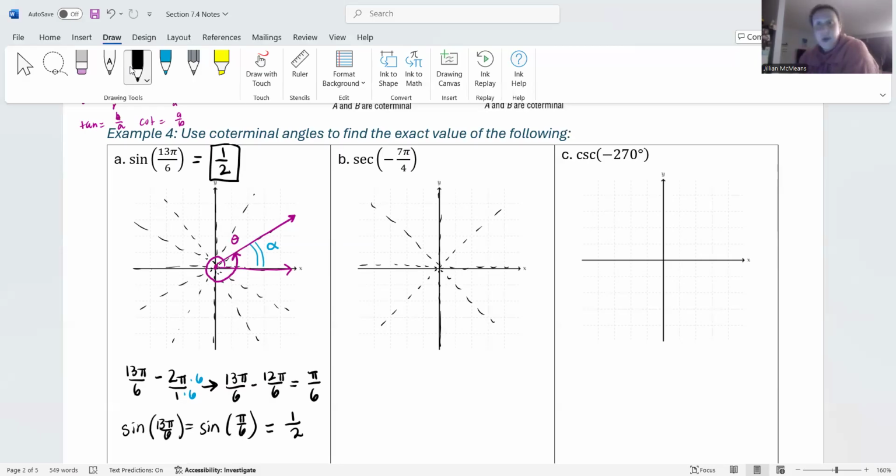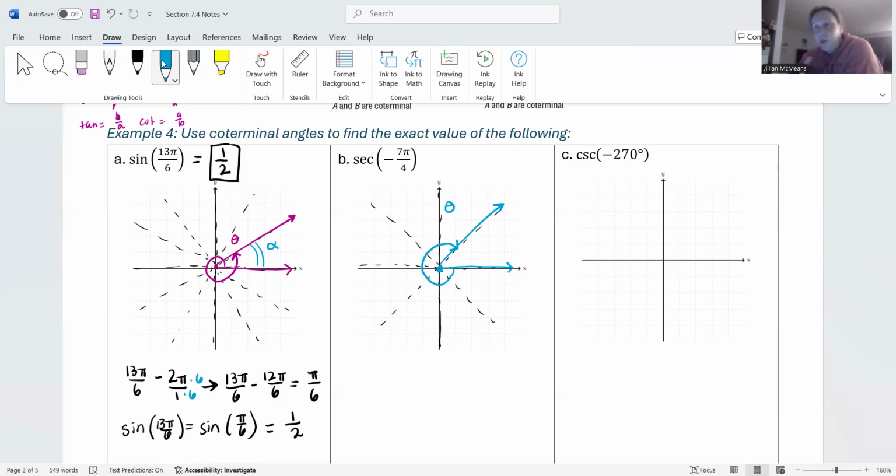Okay, so we do have a negative angle here, so that means we are going to sweep open in the clockwise direction. So let's put our vertex at the origin, okay? We're going to put our initial side at the positive x-axis, and then we're going to sweep open 7 pi over 4, or 7/4 pi. So we've got 1/4, 2/4, 3/4, 4/4, 5, 6, 7/4, okay? So that tells me this angle right here, theta, is negative 7 pi over 4.